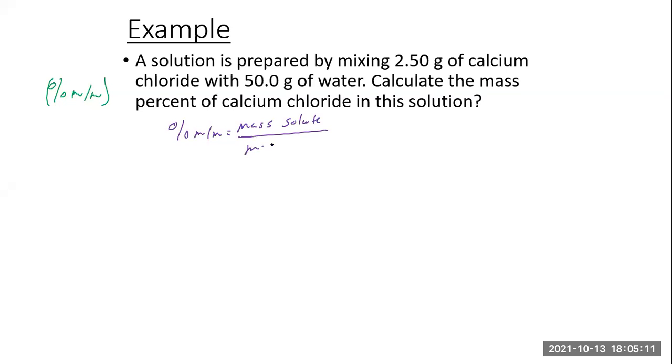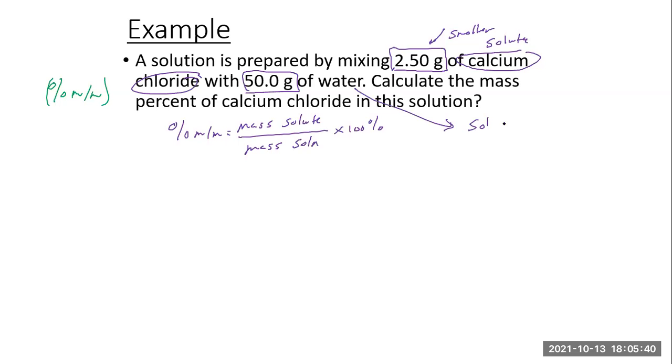Divided by the mass of the solution times 100%. So we basically want to identify some things. We have 2.5 grams of calcium chloride mixed with 50 grams of water. We know that this looks like the smaller substance, which means really this is our solute, the calcium chloride here. And obviously the water here would be our solvent.